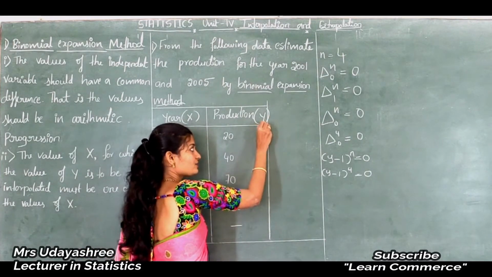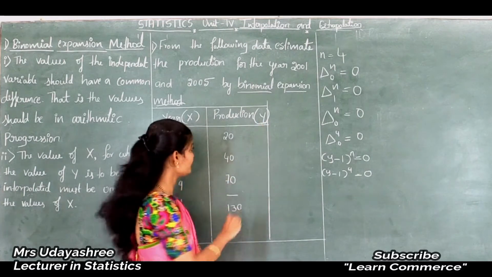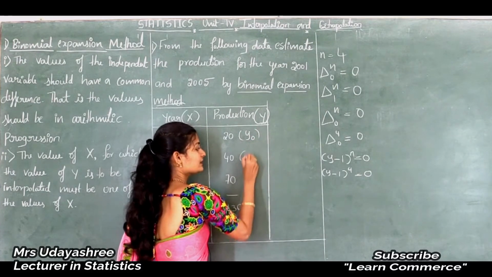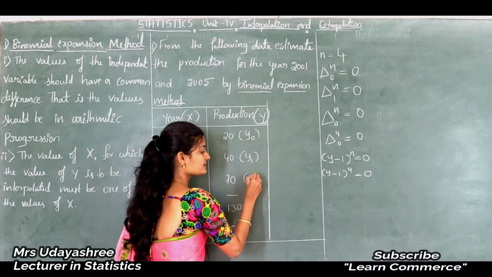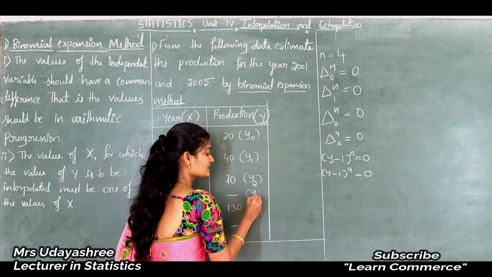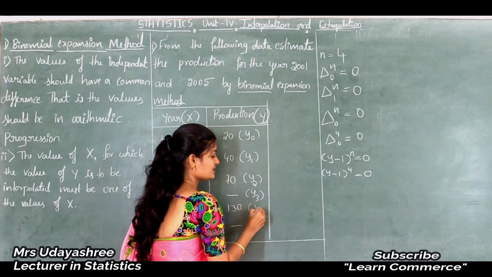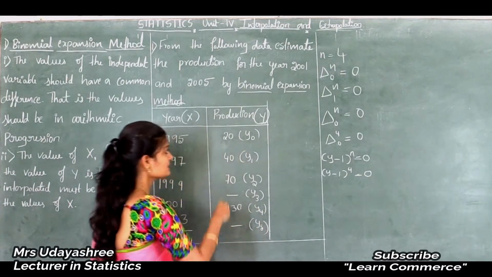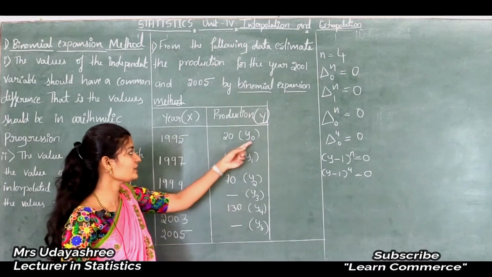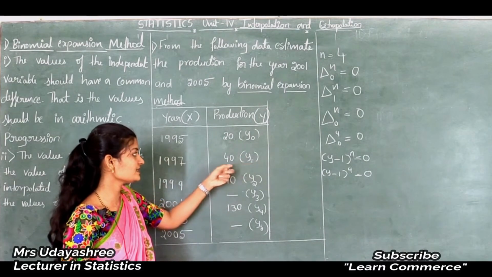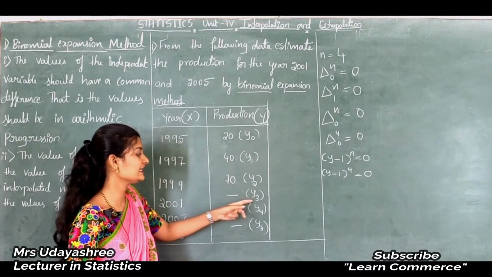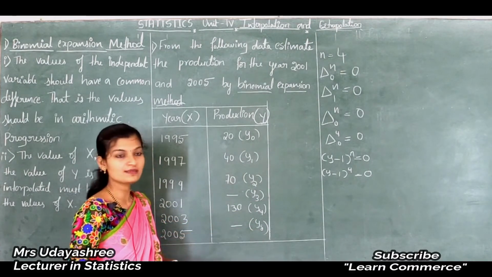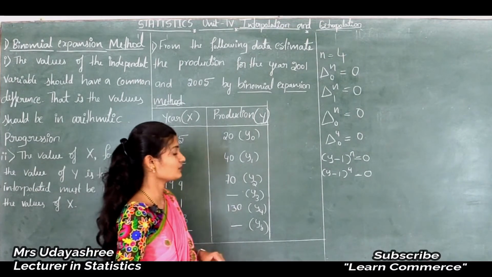These y observations are the dependent variables. Therefore we can write first observation is y0, next is y1, y2, y3, y4, the last one is y5. So these are the dependent variables. Here y0 is 20, y1 is 40, y2 is 70, y3 is missing, y4 is 130 and y5 is missing. So these are the y observations.